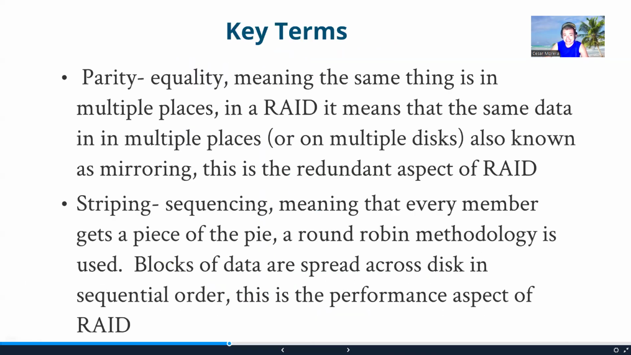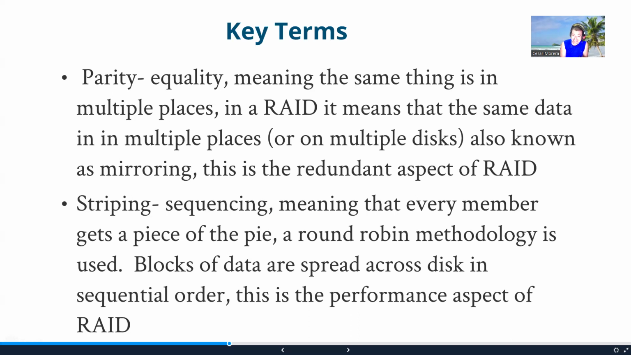So, key terms. Parity, or equality, meaning the same thing is in multiple places. In a RAID, it means that the same information is in multiple disks and we have mirrors of that information. This is the redundant aspect of RAID.